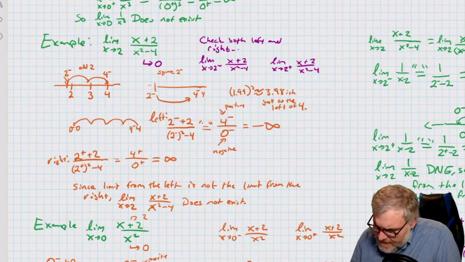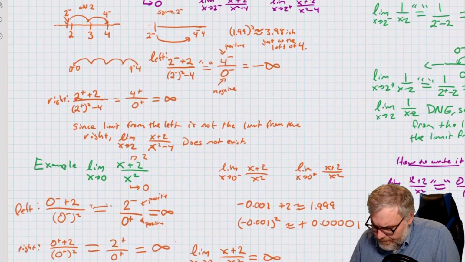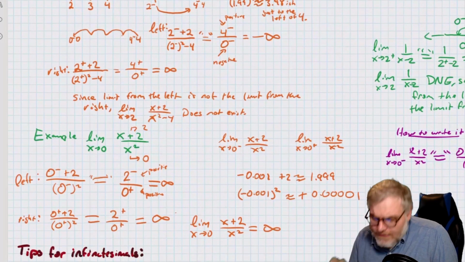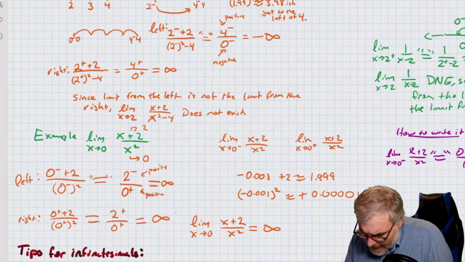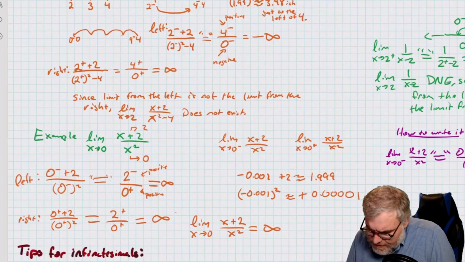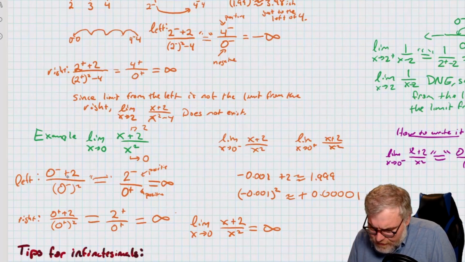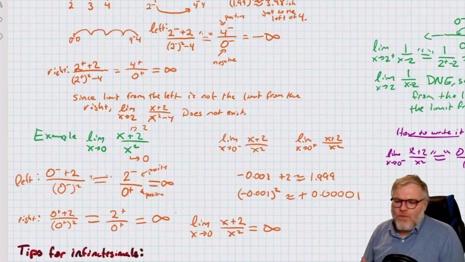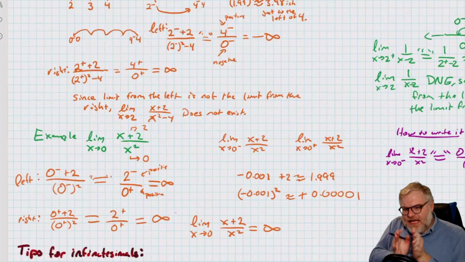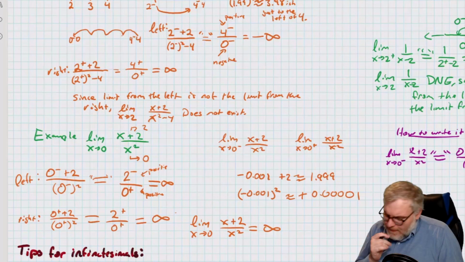Okay. I do the same thing for the right. I wind up with positive infinity. They don't exist. Now, here is a situation where I would have a limit. I do the limit as x goes to 0 of x plus 2 over x squared. When I do the limit from the left, I'm going to wind up with 0 minus plus 2 over 0 minus squared. But 0 minus squared is positive. I took a slightly negative number and I squared it. That gives me a positive number.